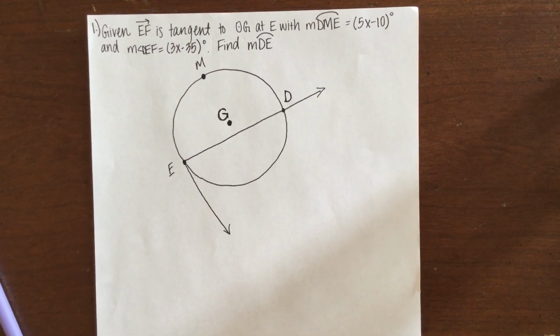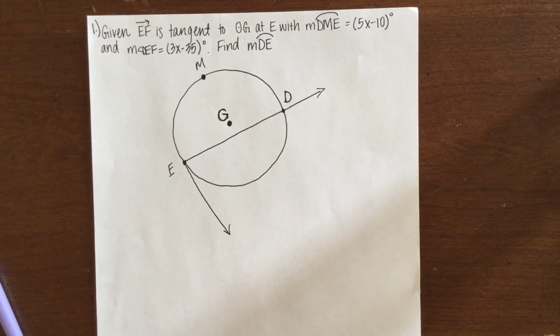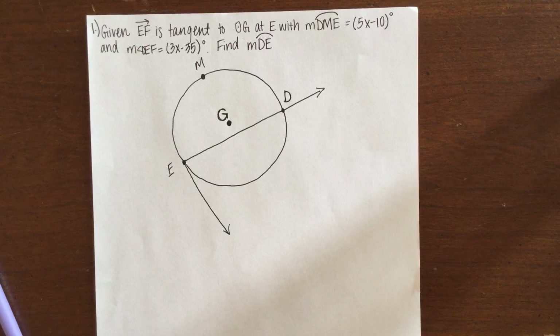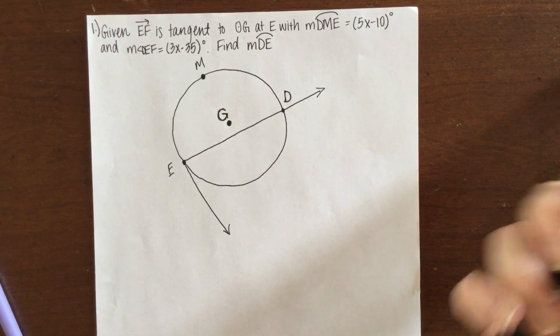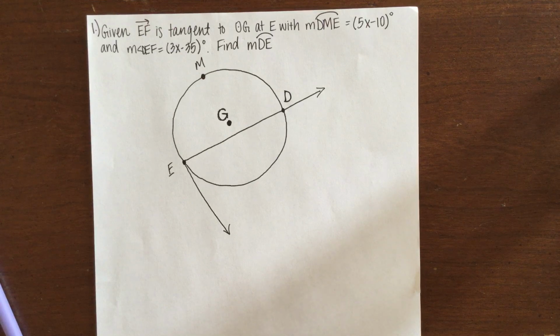All right, here's a video going over example 1. Given ray EF is tangent to circle G at point E, with the measure of the arc DME being 5x minus 10, and the measure of angle DEF being 3x minus 35 degrees. Find the measure of arc DE.